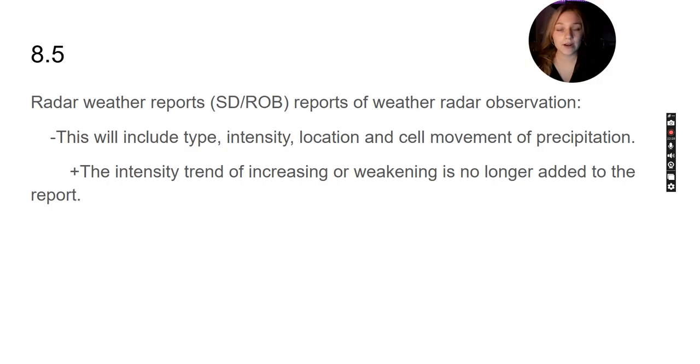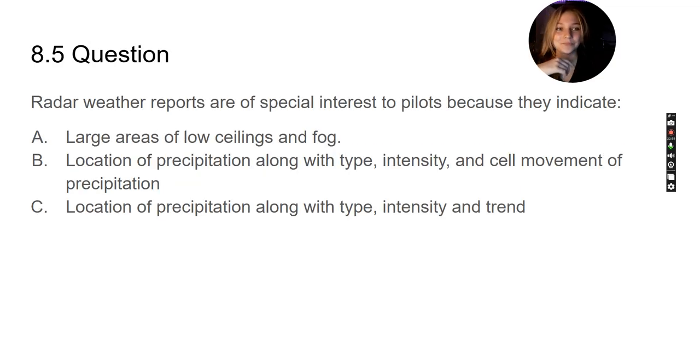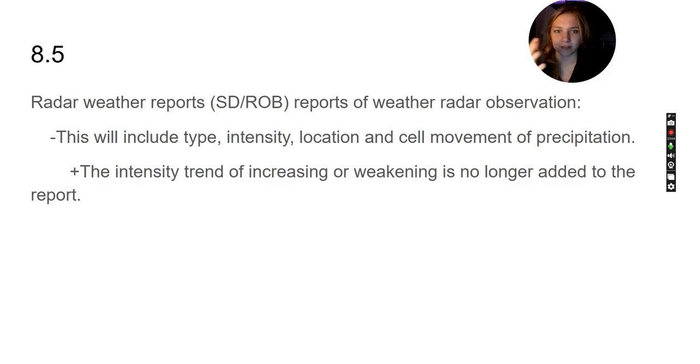All right. Radar weather reports, SD or ROB. That's what they're called, I guess. Reports of weather and radar information. This will include the type, intensity, location, and cell movement of precipitation. The intensity trend of increasing or weakening is no longer added to the report. I don't know, the Gleim really wanted you to know that for some reason, but yeah. So you'll no longer know if the storm's weakening or increasing, I guess. But anyways, there really was nothing on it. There was only one question.